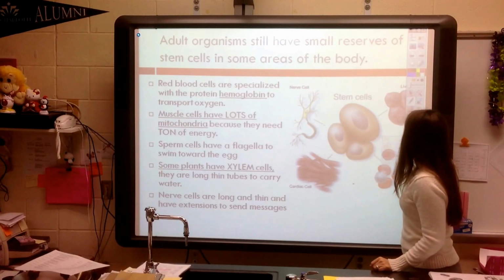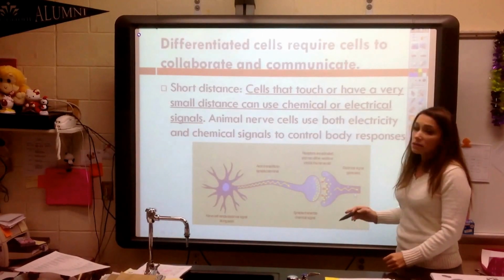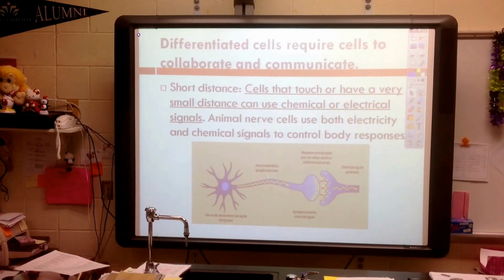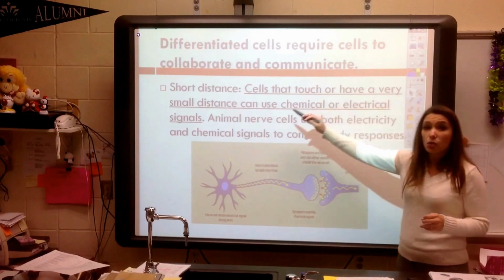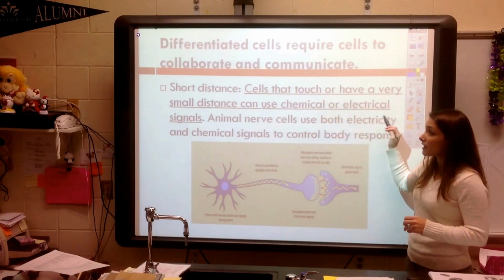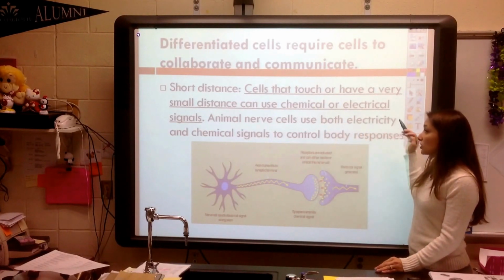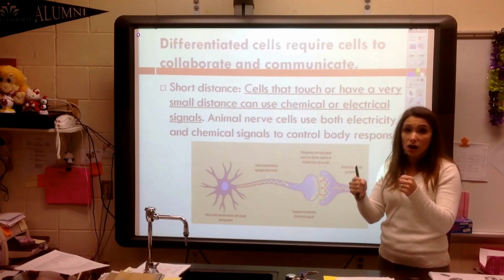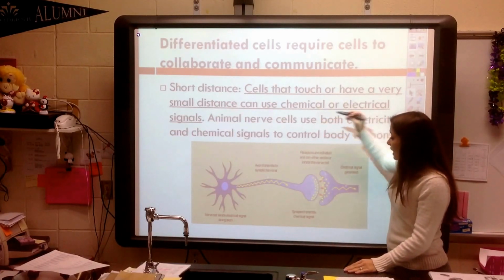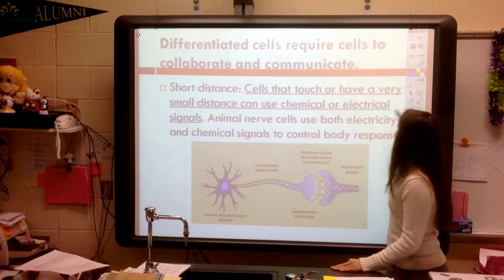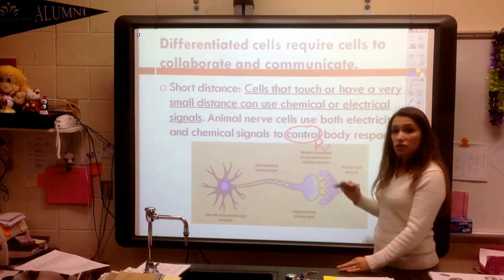The last section of your notes is actually about how cells communicate. Cells are going to communicate to each other to help the organism maintain what we call homeostasis. Remember, homeostasis means to control the internal environment. And so cells need to be able to control their reaction. Some cells are going to communicate over a short distance. They'll use either chemical or electrical signals. For example, nerve cells actually use electricity. This is why they shock somebody's heart, because they need to shock the nerves into telling the muscle to contract. So nerve cells use electricity and chemicals to control body responses. Notice this word control, that's one of our R words too.